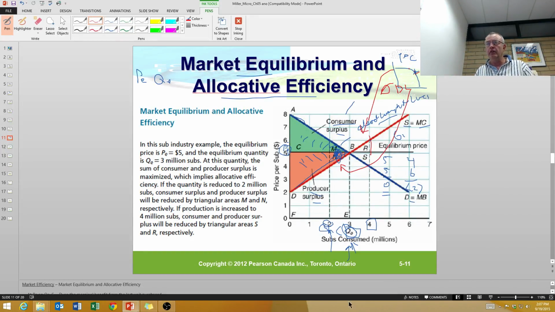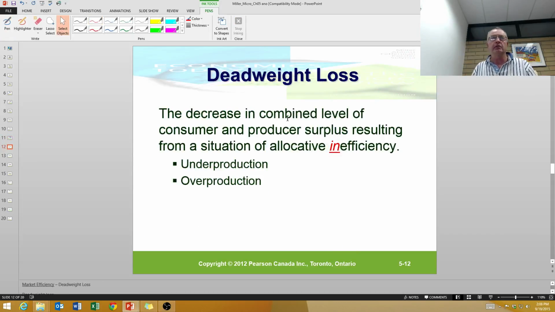Okay. So this next little section talks about deadweight loss. I guess I'm a little bit ahead here. I noticed there's a bit of a typo on the slide.